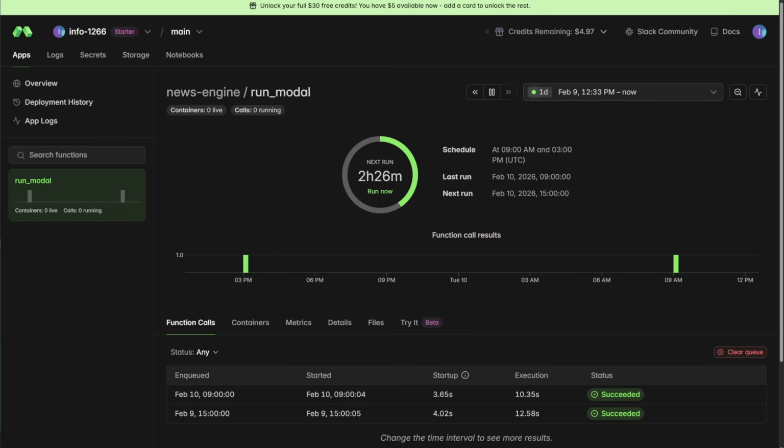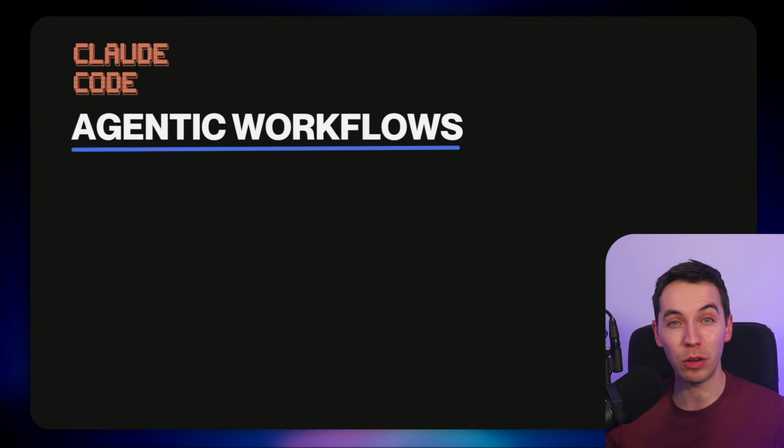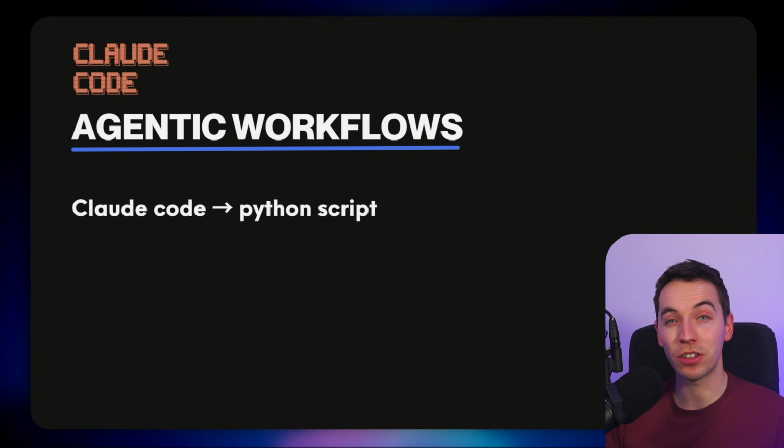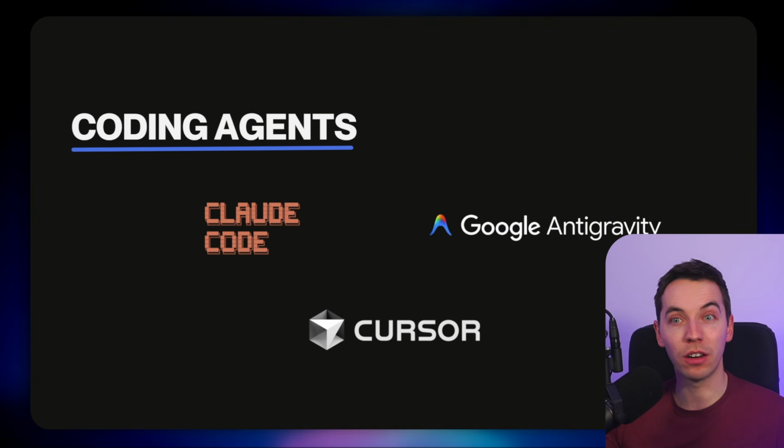So what exactly are agentic workflows? Because they can mean a few different things. The simplest definition is that you're using Claude Code to create Python scripts that can execute tasks for you. And by the way, while I'm using Claude Code, the principles here apply to whatever coding agent you're using. So that could be Google Anti-Gravity or Cursor, for example.